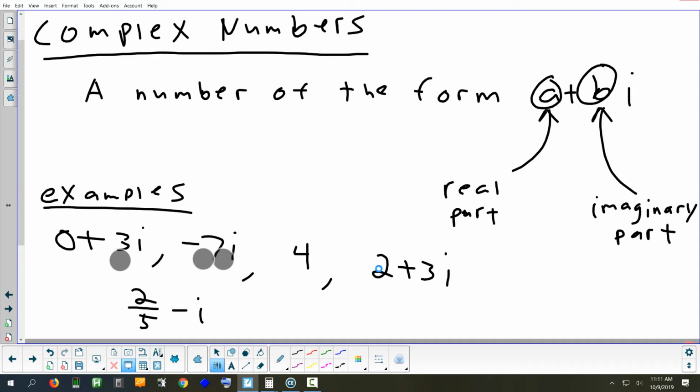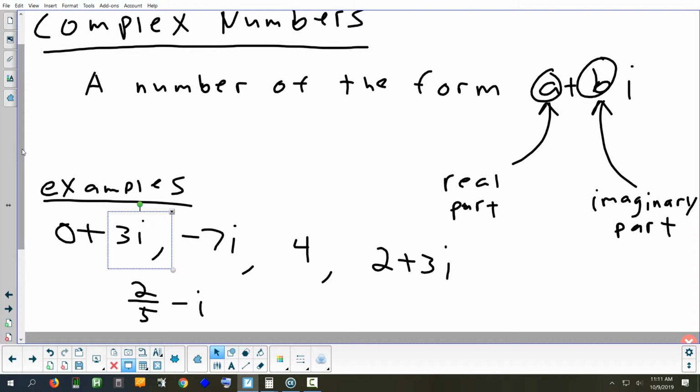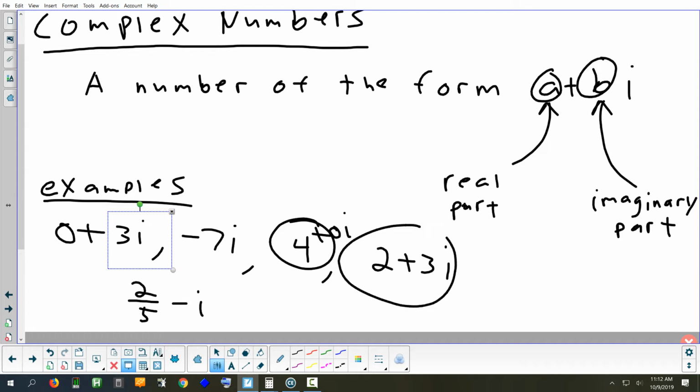So yeah, pure imaginary number. That is still considered a complex number as well, but we actually just call it a real number because you think of it like this. There is no imaginary part. 4 plus 0i. So this is one that actually has both a real and an imaginary part that are not 0. Real part is 2, imaginary part 3. Okay, that's how you would describe that one. What's the real part here? 2/5. And the imaginary part? Negative 1. Yeah. The i is just there to tell you what's in front of it is the imaginary part.